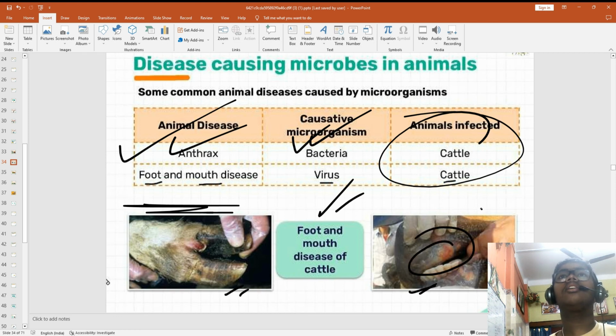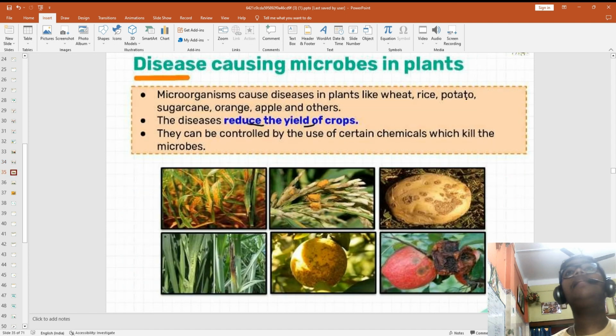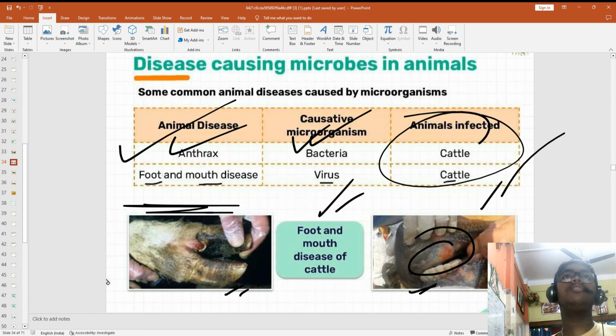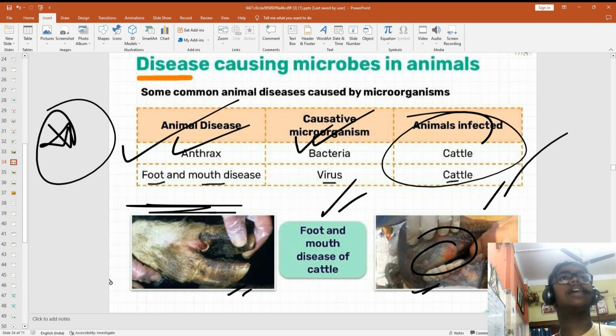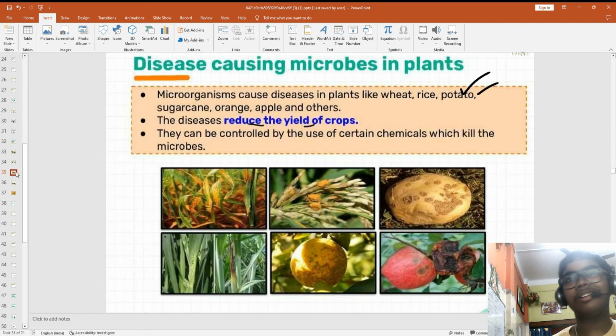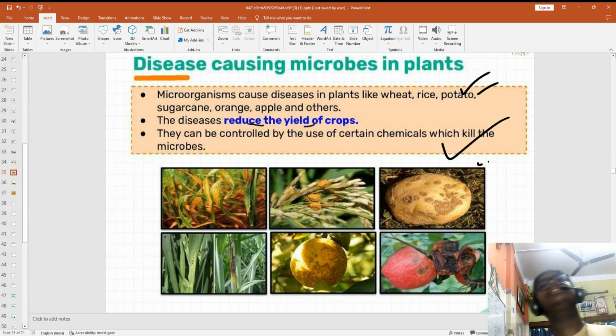See, cattle are also affected. In plants, so you just note this part. Anthrax and foot and mouth disease cause disease in cattle only. Anthrax is caused by Bacillus anthracis bacteria, and foot and mouth disease is caused by a virus. Okay. Now, disease-causing microorganisms in plants.